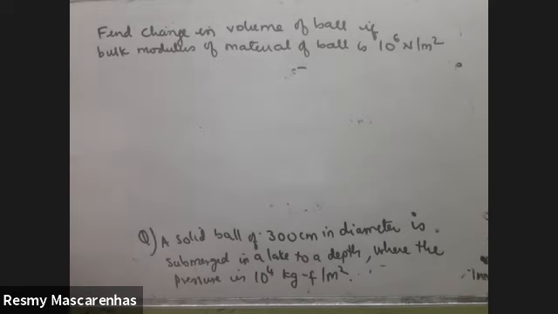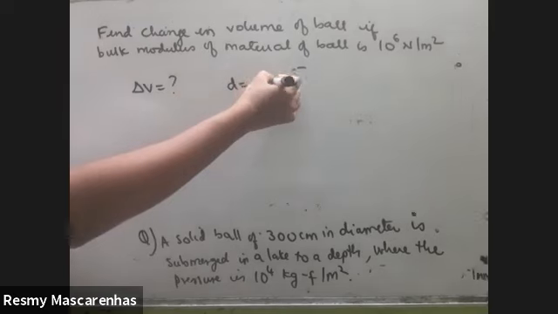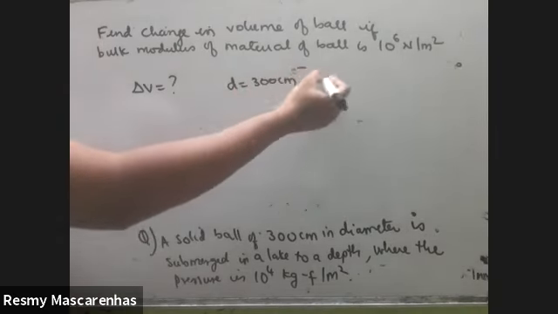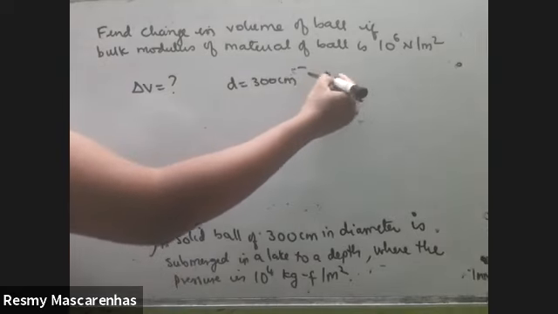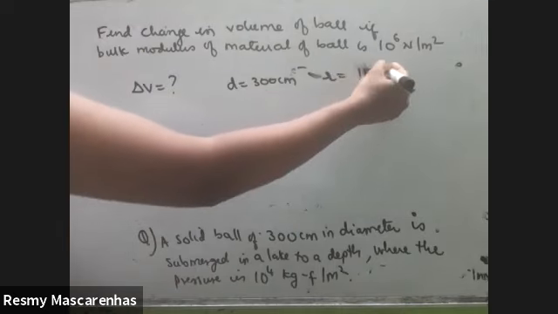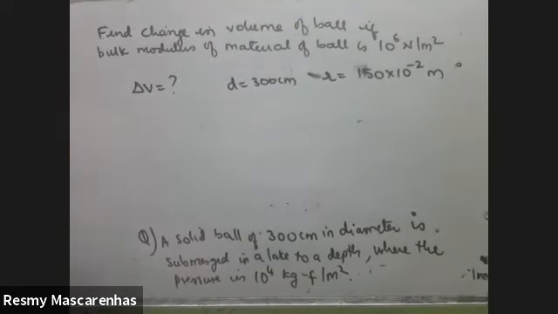Find a change in the volume has been asked. Now if the fractional change was asked, then it would have been delta V upon V. But only the straight away change in the volume has been asked. So what is delta V? The diameter is 300 centimeter, so the radius will be half of that, 150 into 10 raised to minus 2 meters. Centimeter into meters will be 10 raised to minus 2.